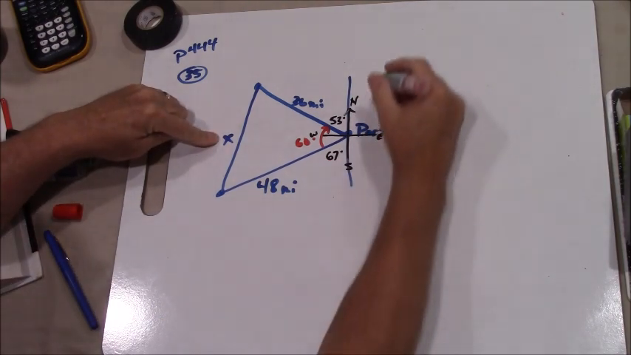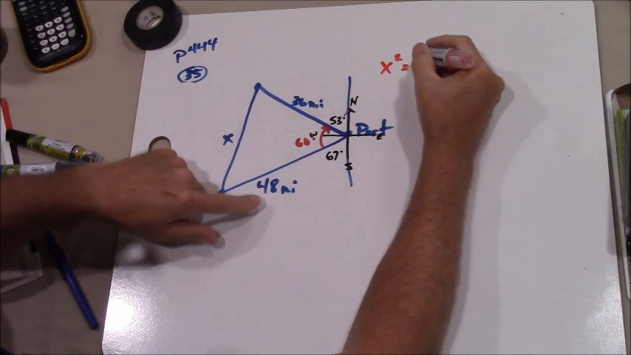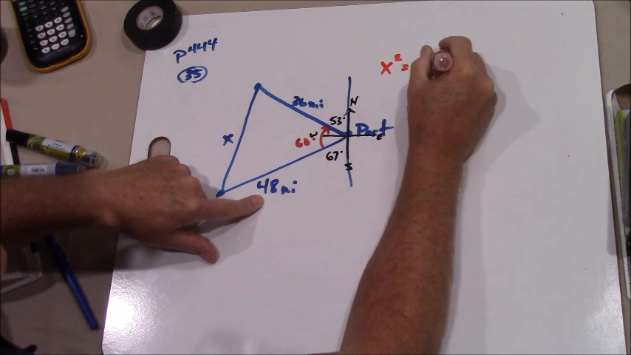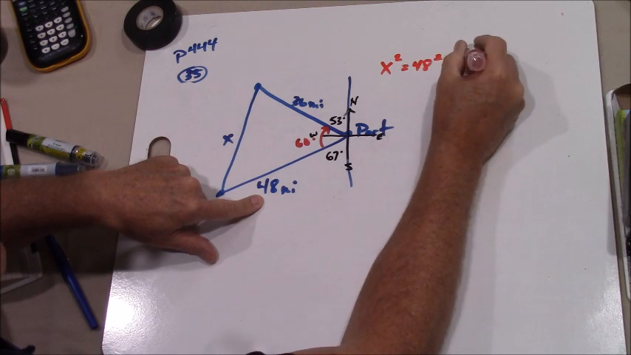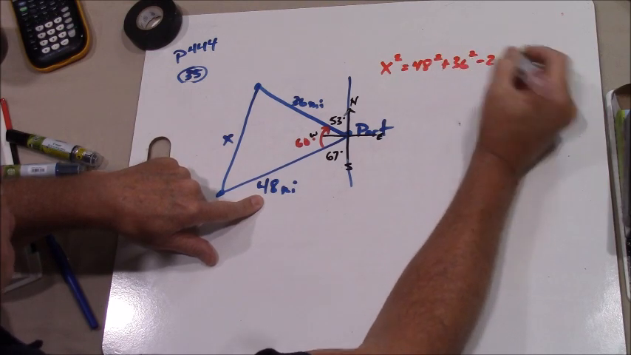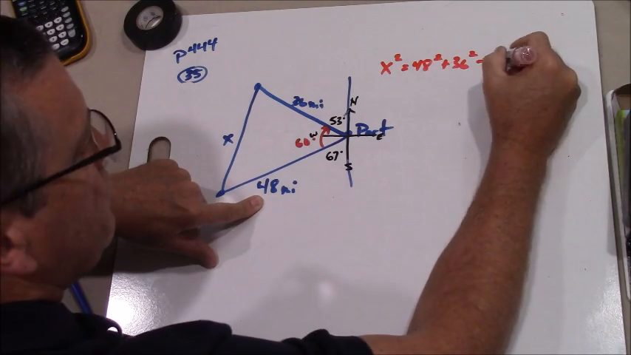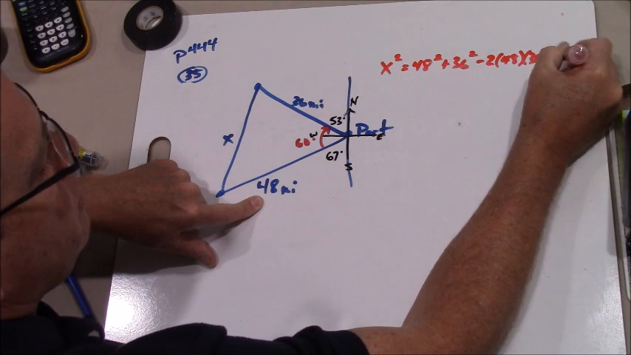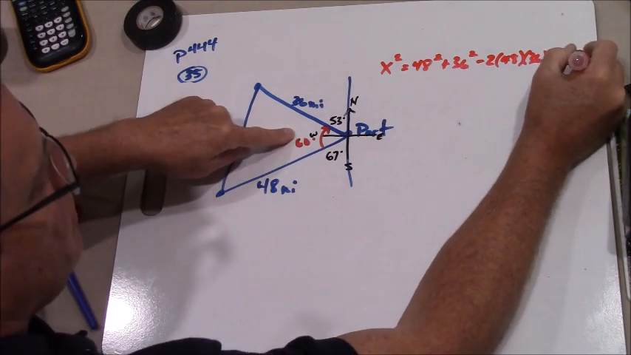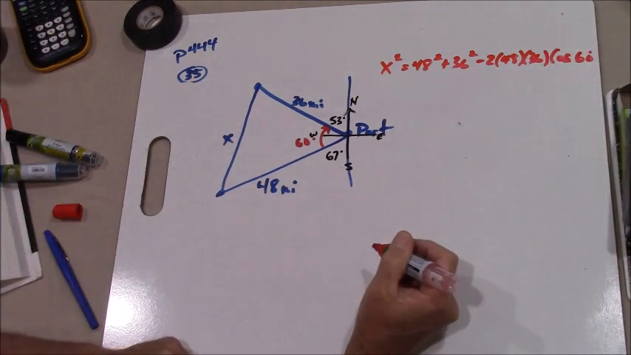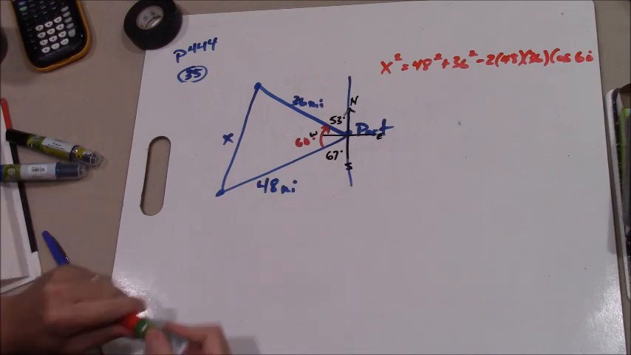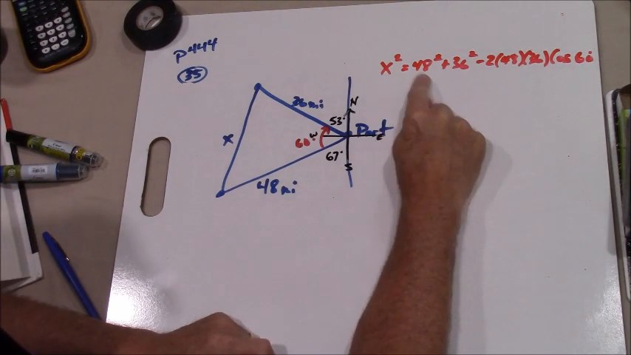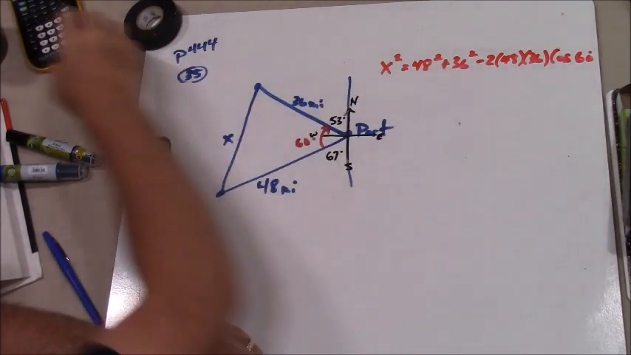Any side squared is equal to the other 2 sides squared and added together, minus twice the product of those 2 sides times the cosine of 60 degrees. And so this is one where my variable is already by itself. I just need to put all this stuff into the calculator.